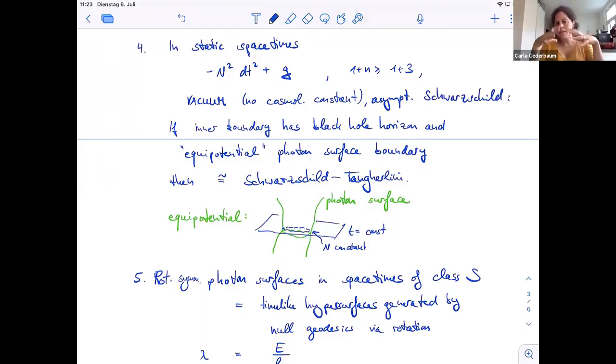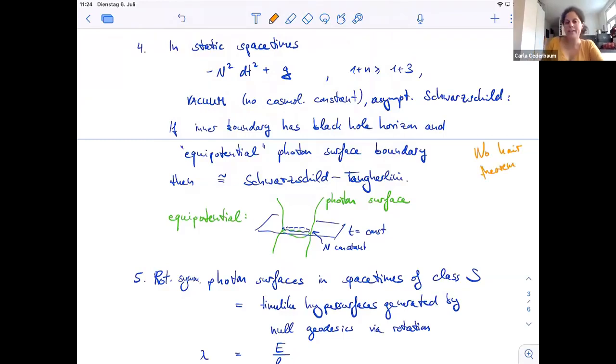If the inner boundary of this static vacuum spacetime, which is asymptotic to Schwarzschild or Schwarzschild-Tangherlini in high dimensions, consists of multiple components, each of which is either a black hole horizon or photon surface, or for example, as a special case, a photon sphere, under this condition that the photon surface's boundary components are equipotential, I'll say in a moment what this means, then the spacetime is actually Schwarzschild-Tangherlini. So this is what I understand would be called a no-hair theorem in the physics community.